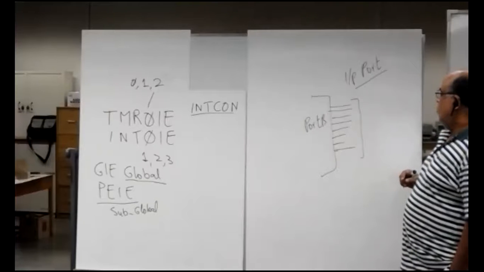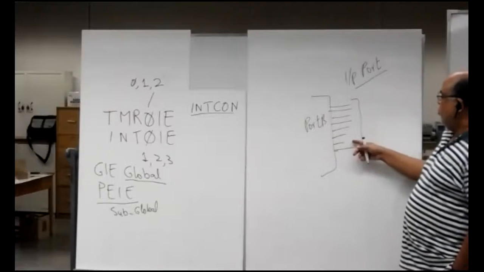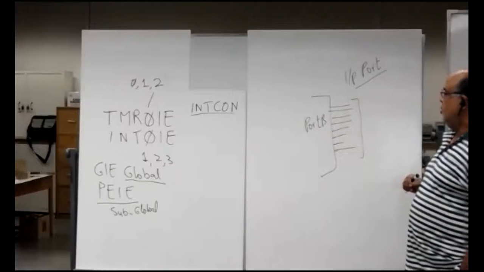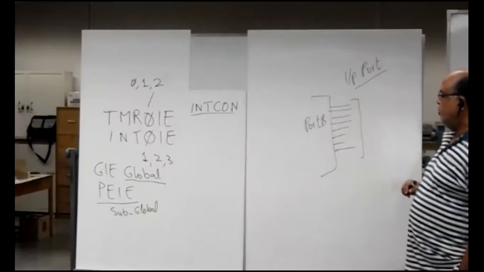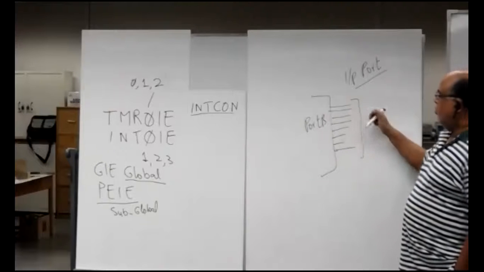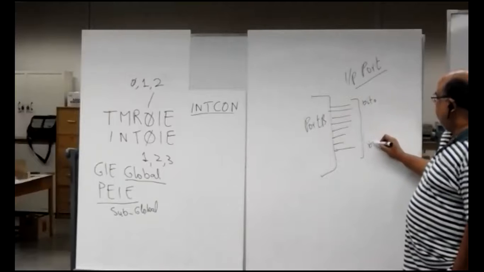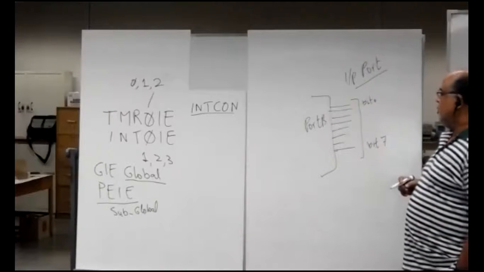In that case, any change on port B will set an interrupt. Then in your interrupt service routine, you can check which bit of the port caused the interrupt, and how can I handle that. So that's a good way.